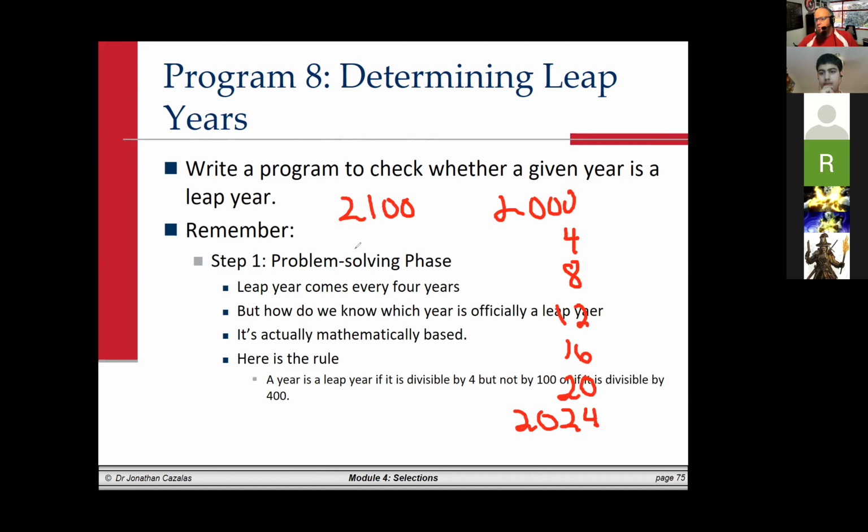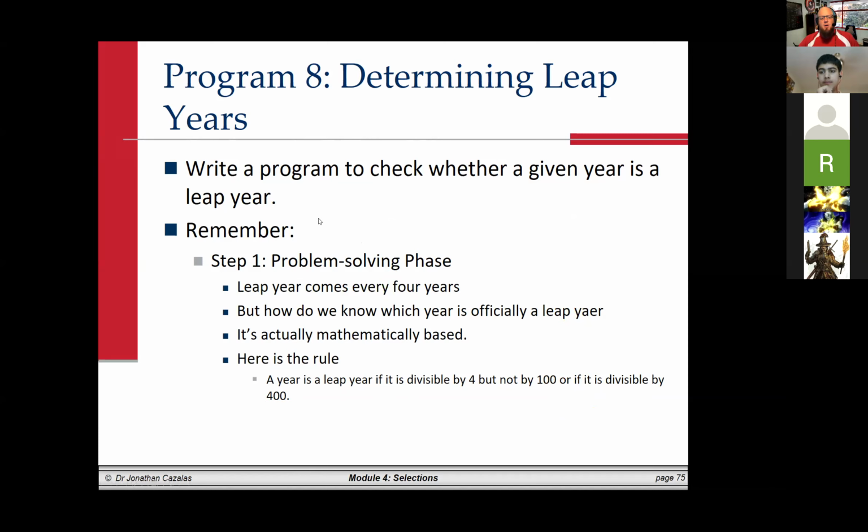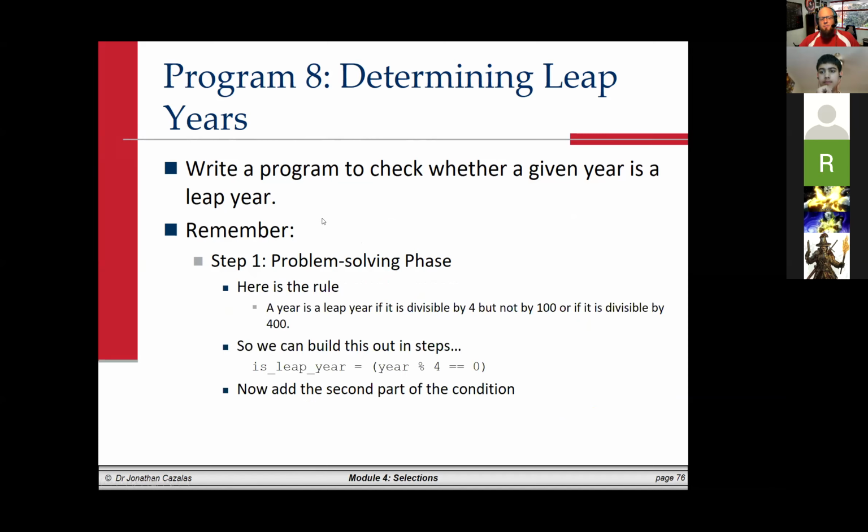2200 is not a leap year. 2300 is not a leap year. But the year 2400 is a leap year. Because the rule is a year is a leap year if it's divisible by 4, but not 100, or if it's divisible by 400. The only purpose of this example was to practice using a more complicated, convoluted expression, which you see there.